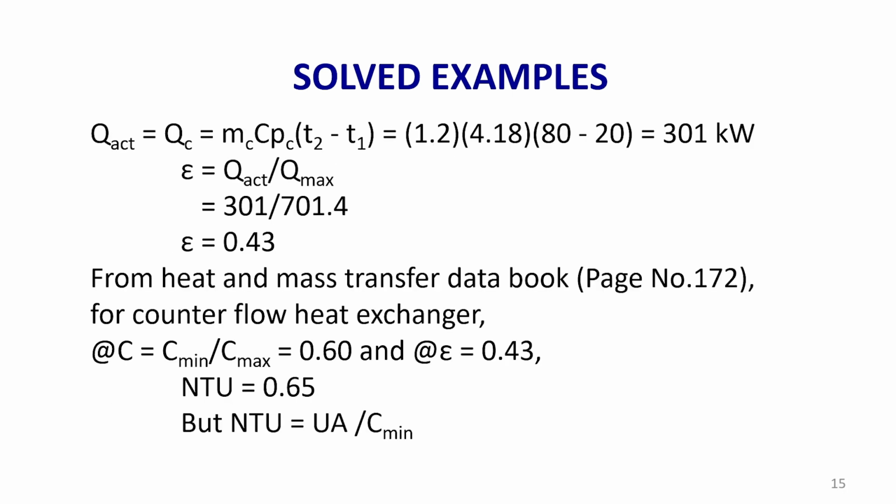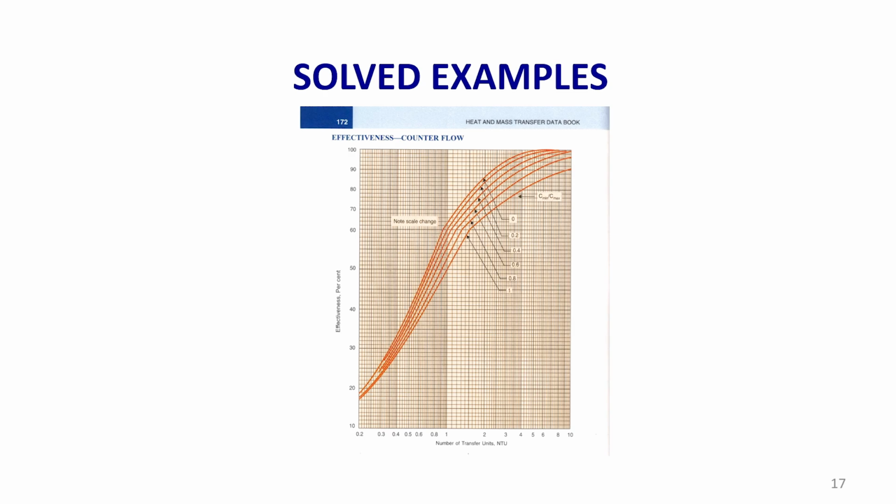Now there is one ratio. I am going to solve this problem by using a chart. This is the effectiveness chart for counterflow. This ratio is called C minimum by C maximum, the ratio of minimum heat capacity to maximum heat capacity, which is represented by the letter capital C. The x axis is NTU, and the y axis is effectiveness.